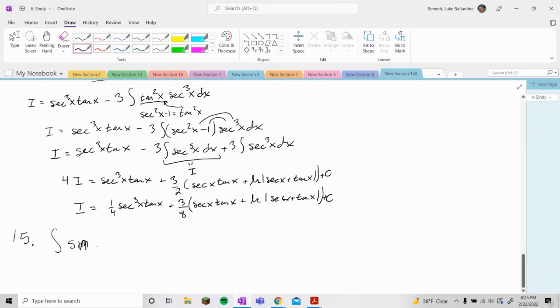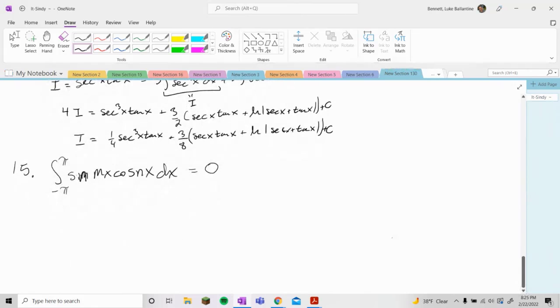I just need to get through sine mx cosine nx. I need to touch on the main ideas of these. And then we want to show that this is 0. So this is a multiple angle product of sine and cosine, and m and n are integers. So what do we use? We use this formula. Well, let's just use a plus for now.